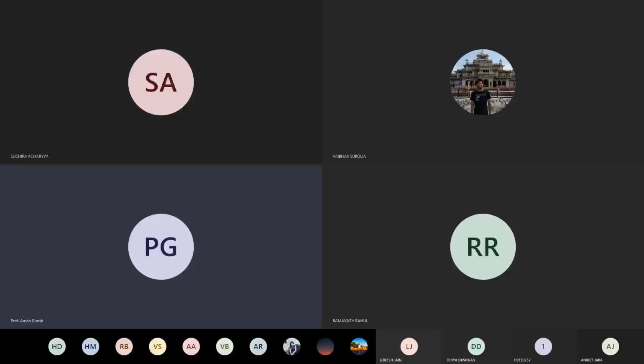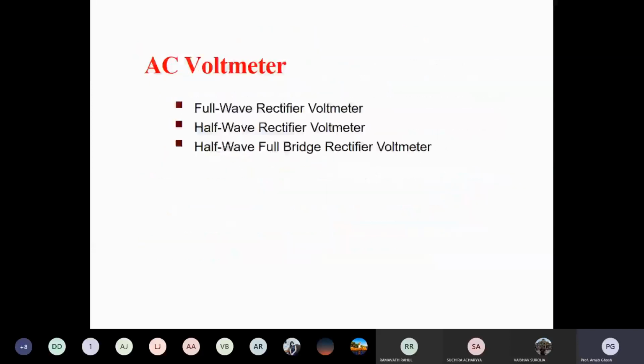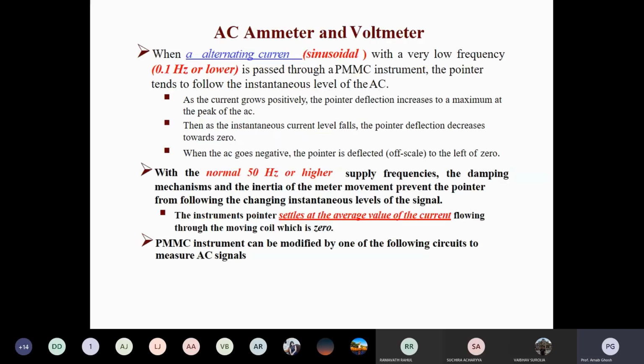We discussed the basic structures of multi-range operations of ammeters and voltmeters. Today I am going to discuss different AC voltmeters using a PMMC instrument. Normally three types of voltmeter can be used with a PMMC instrument: the full wave rectifier voltmeter, the half wave rectifier voltmeter, and the half wave full bridge rectifier voltmeter. One by one I will discuss this topic, and the individual applications.